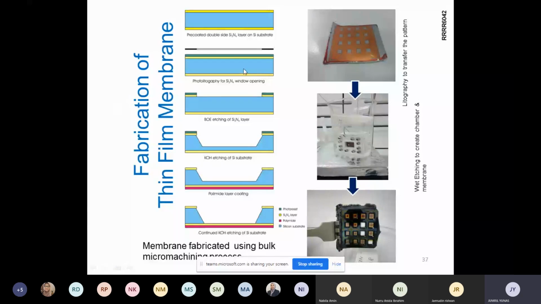Then we have another process, namely to create the membrane. Here we have silicon coated with silicon nitride, and then we create the pattern using a photolithography process. Then we etch the silicon until we get a certain thin layer. So we have here a membrane. This is the photograph of the process.